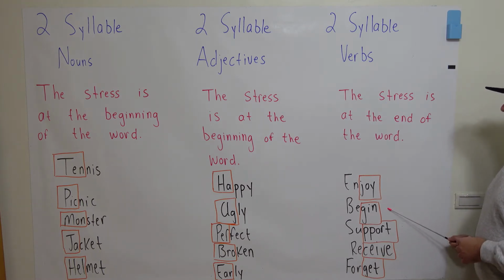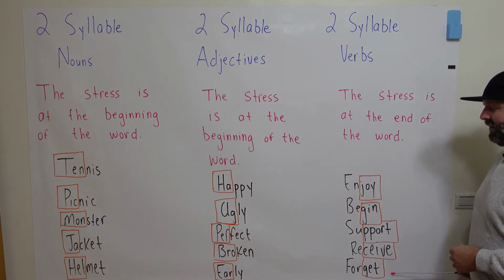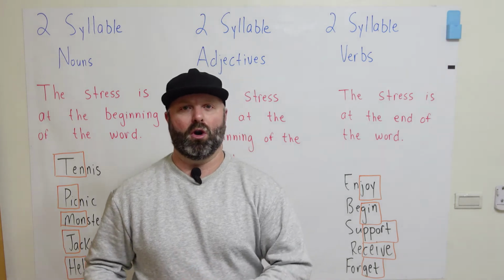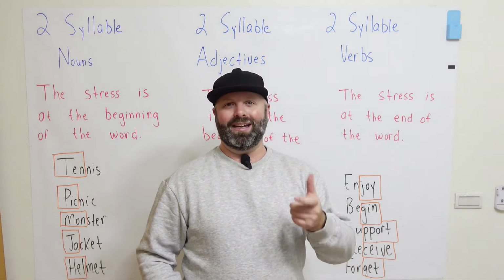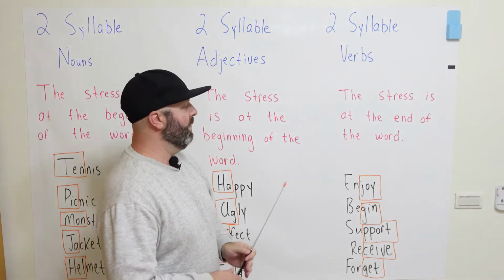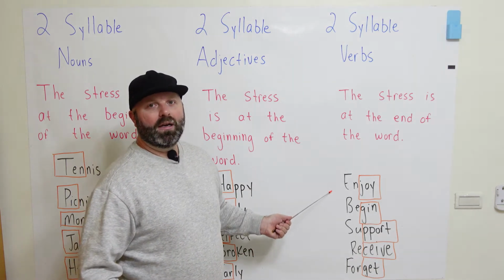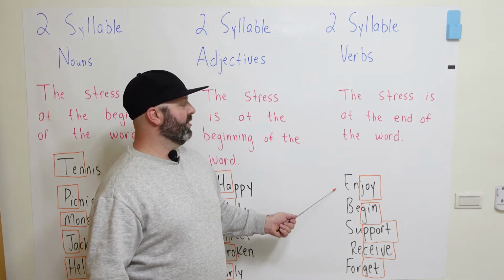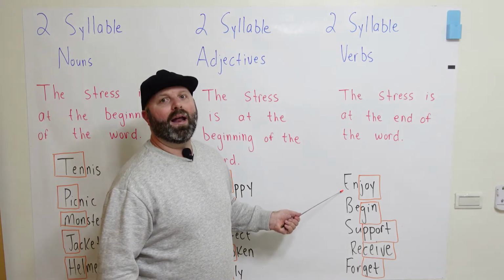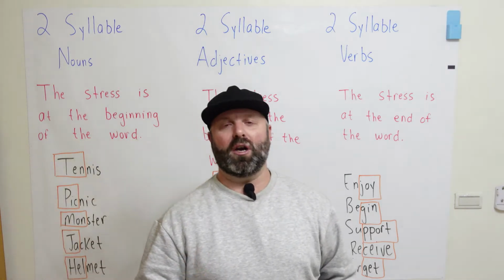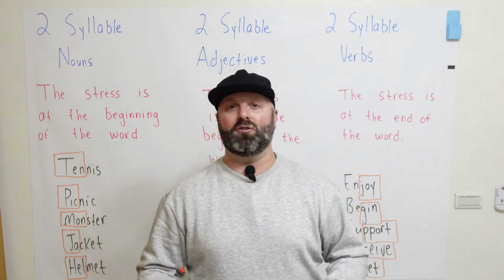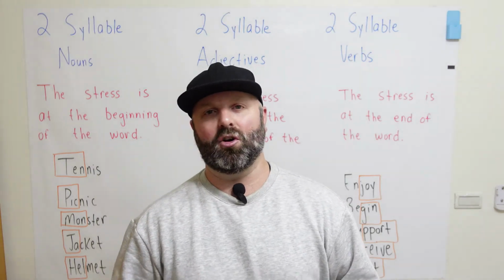Enjoy, begin, support, receive, forget, okay? So with verbs, the stress is on the second part of the word. Now, I'm going to pronounce it correctly and incorrectly so you can hear the difference, okay? So, enjoy. Enjoy, okay? So that's how we would pronounce this word correctly. But if I put the stress at the beginning, enjoy. Enjoy, okay? I know that sounds really strange, but I'm obviously mispronouncing the word on purpose so you can hear the difference between the two. One is correct and one is incorrect.